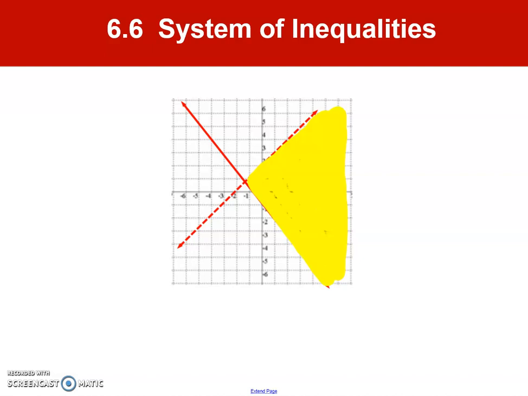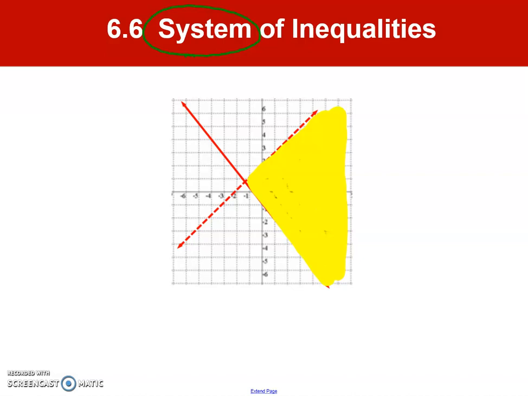All right, welcome to your last lesson of Chapter 6. Today we're going to deal with systems of linear inequalities. So instead of just one linear function, you're going to see two on the same graph. This is just an example of what it might look like. You can see we have two lines. One is solid, one is dotted.